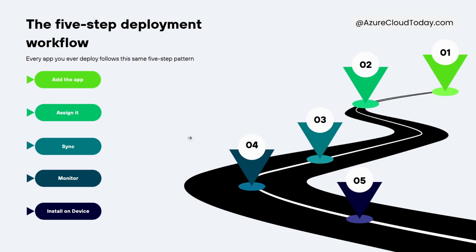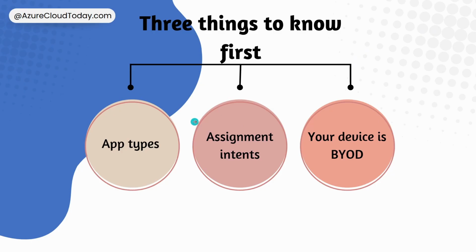This is followed for apps that you deploy on any platform. For example, iOS, Android, Windows, and so on. Three quick things to know before we touch the portal are as follows. First is the application type. Intune can deploy several kinds of app, but today we are using the simplest and most common one, which is from an iOS store app, which means a free app pulled straight from the application store.